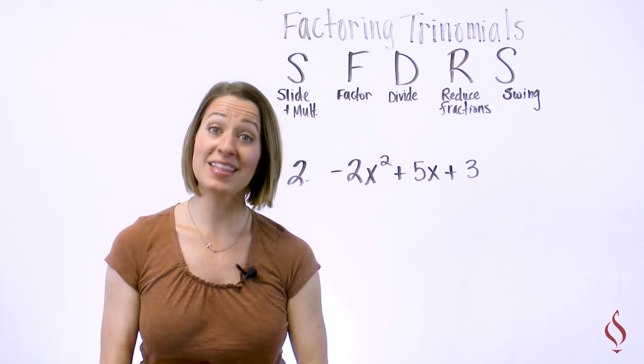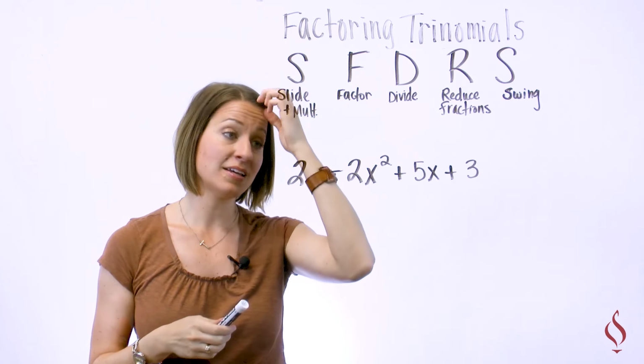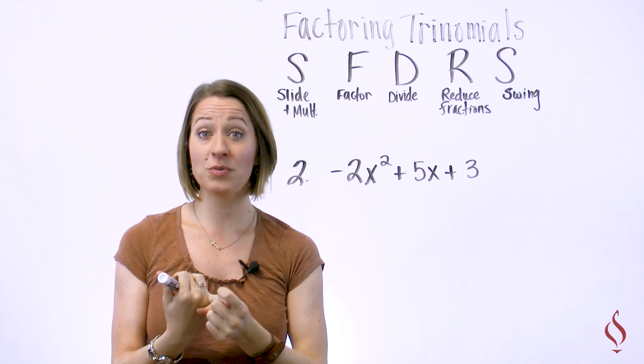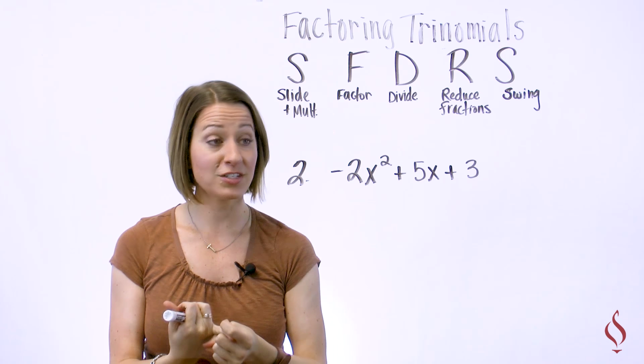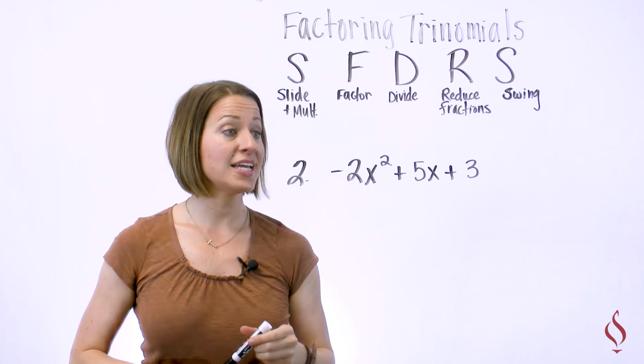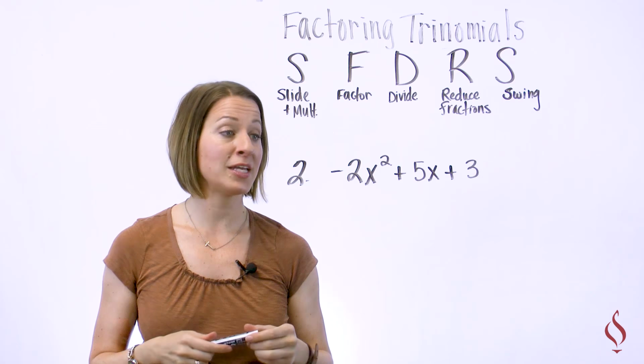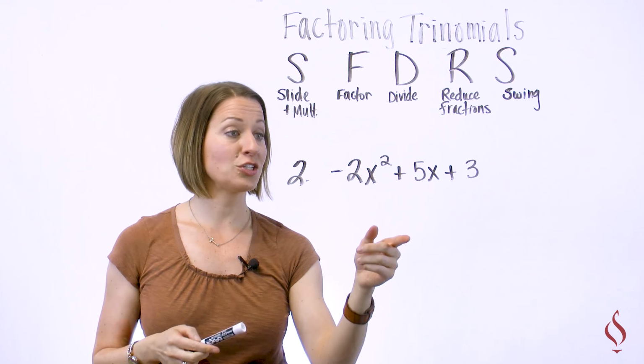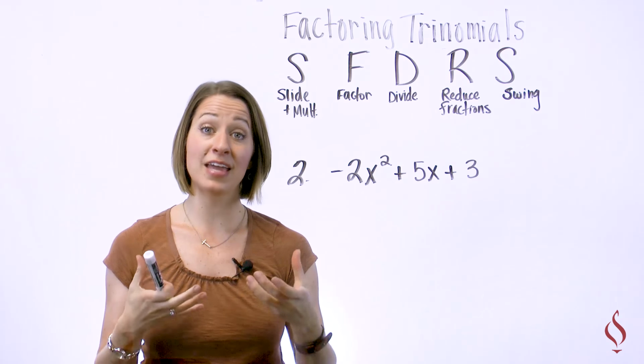Okay, so let's do that again using the same method. Always the first thing I want you to do is check for a greatest common factor. Our coefficients are -2, 5, and 3, and they do not have anything in common. And each of the terms, not all of them have x.